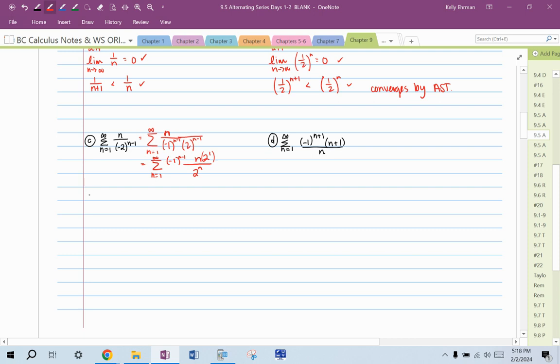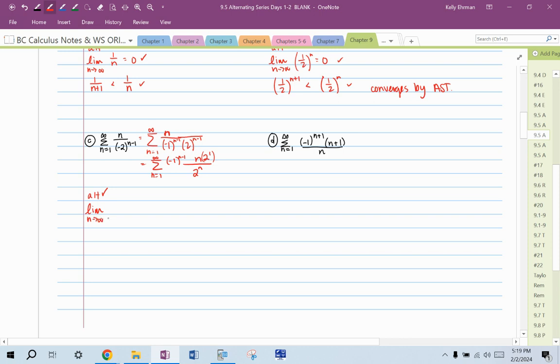So first thing, is this an alternating series? Yes, because we can show -1 to the n minus 1. When I plug in 1, I get -1 to the 0 and I get 1. When I plug in 2, I get -1 to the first, I get -1. So this is alternating. Then I do the nth term test.